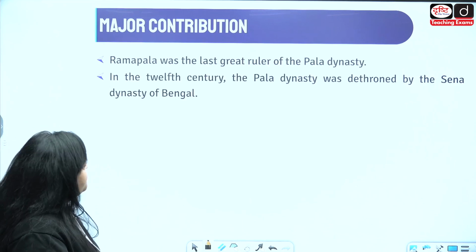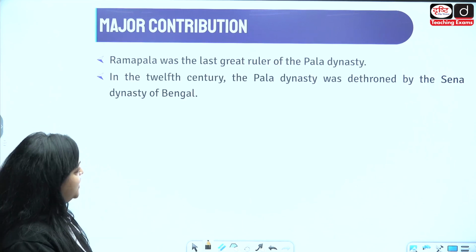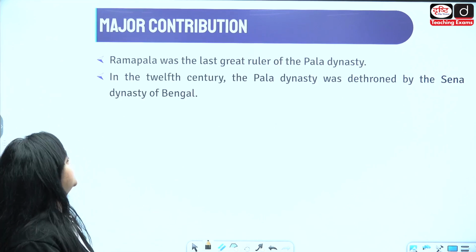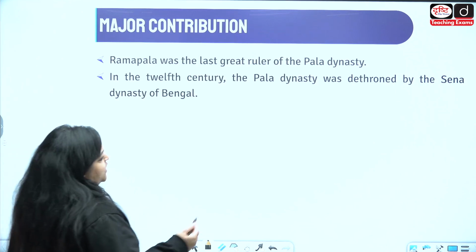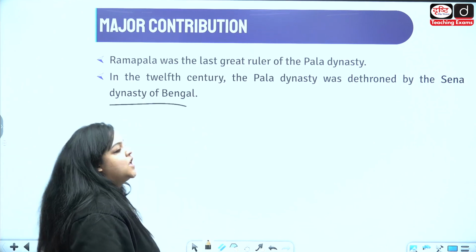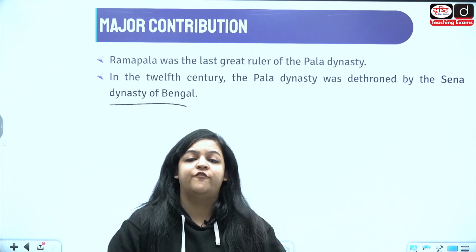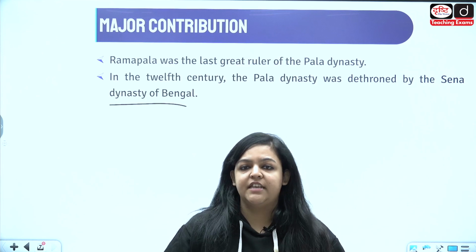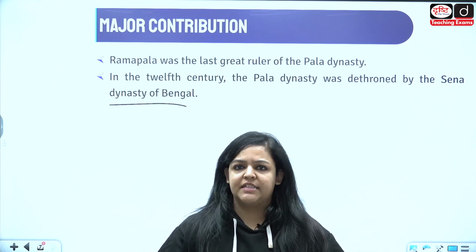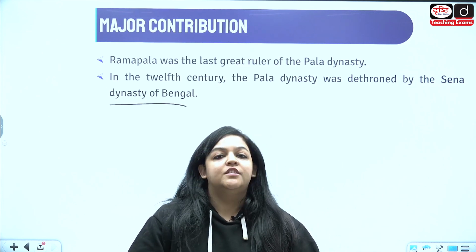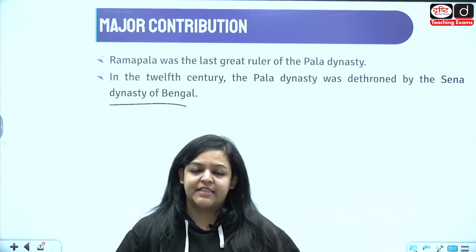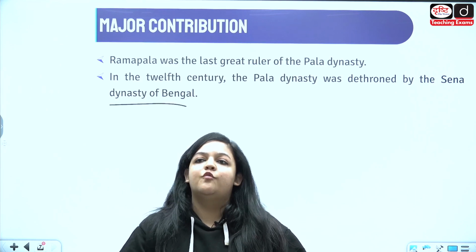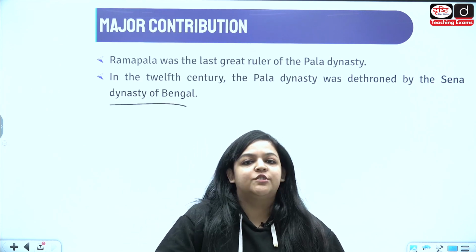Now, Rampal was the last great ruler of the Pal dynasty, and in the 12th century, the Pal dynasty was dethroned by the same dynasty of Bengal. Okay, so the Pal dynasty ruled for 400 years and then they were dethroned by the same dynasty. So generally, Palas and Senas are studied together. So next class, we will be looking at some more contributions of some other rulers, but here we have focused on the Palas.